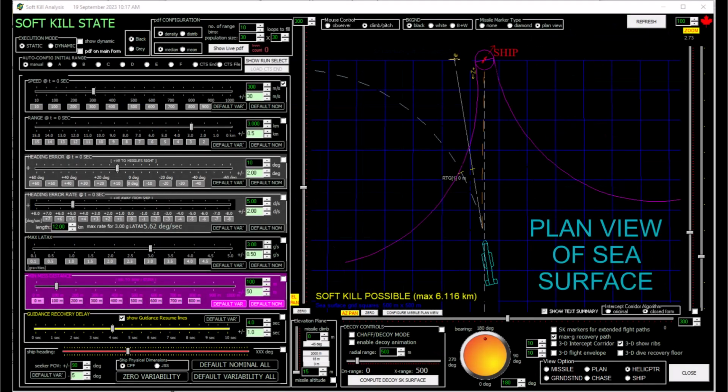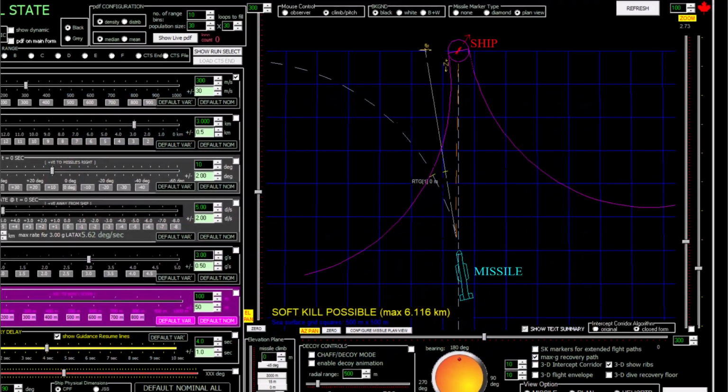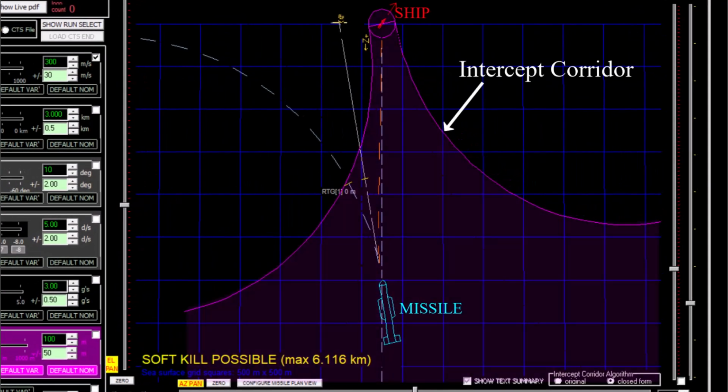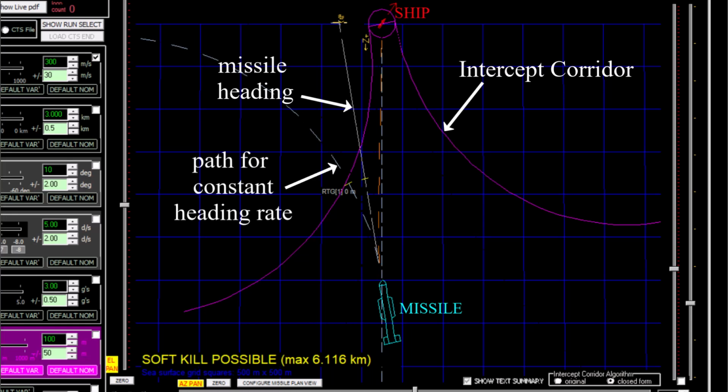So here's an interactive animation of the intercept corridor applied to a surface ship, since the intercept corridor properties are more clearly understood in a single plane. This is the engage soft kill application. There are several views available, and maybe the plan view is the clearest to illustrate a few properties. The magenta lines are the intercept corridor. The straight light gray line is the instantaneous missile heading. The dashed gray line is the missile flight path for the current heading error rate. And the orange dashed line is the maximum lateral acceleration recovery path to hit the target.